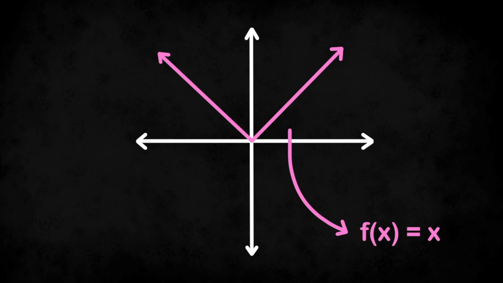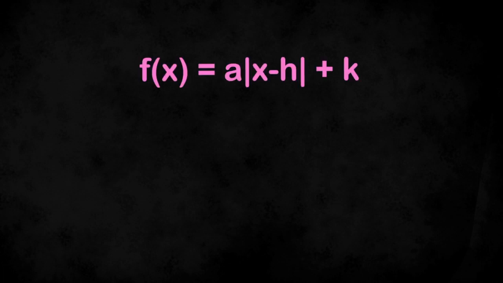We can translate, shrink, stretch, and reflect the graph using the form of the equation y equals a times the absolute value of x minus h plus k. When asked to graph absolute value, it will be easiest if the equation is in this form.